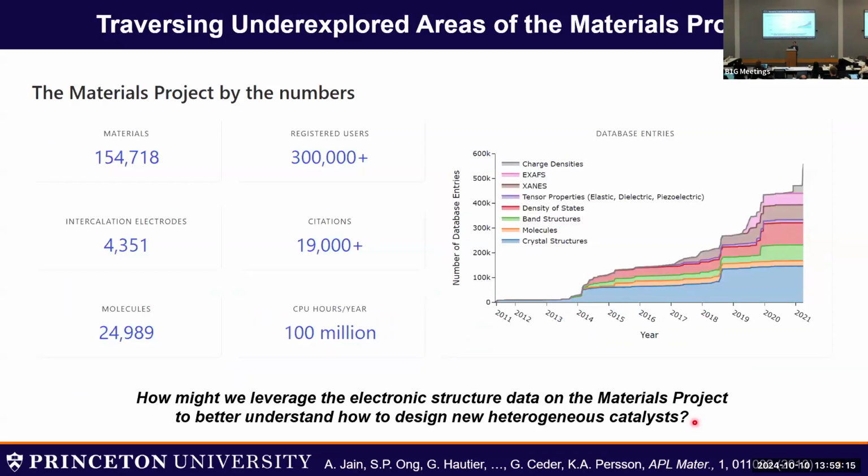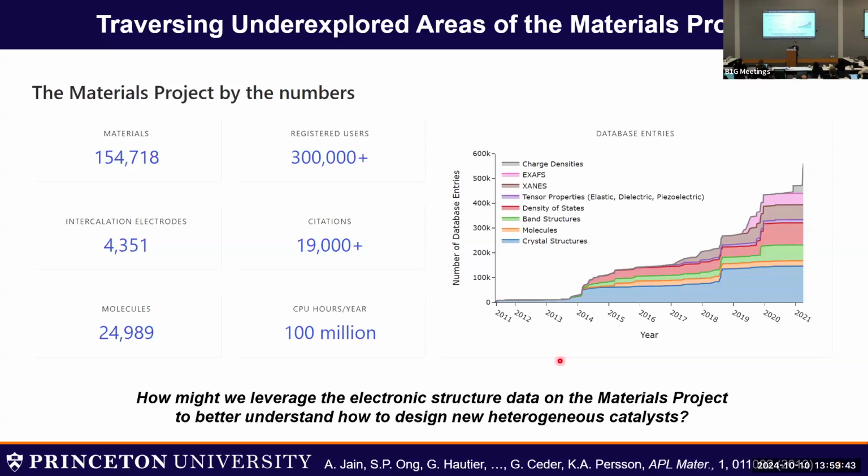But if we take a look at something like the Materials Project, at least at the time I took this snapshot, about 150,000 or so materials, right? We have many more calculations. And one of the things that I was particularly interested in when I was working with the Materials Project team before I started at Princeton was how do we potentially leverage this wonderful electronic structure data that exists on the Materials Project for applications in catalysis.